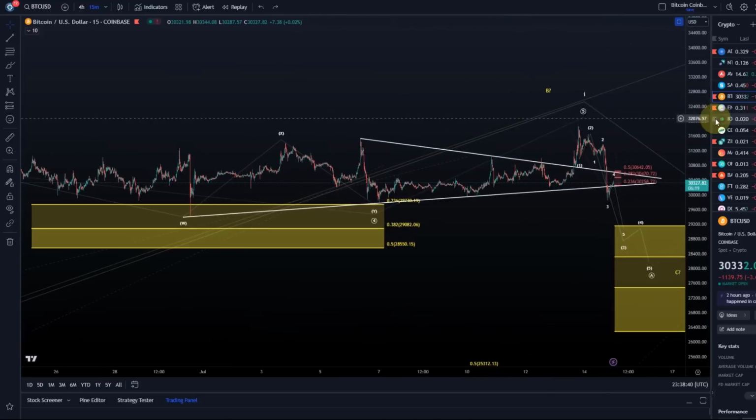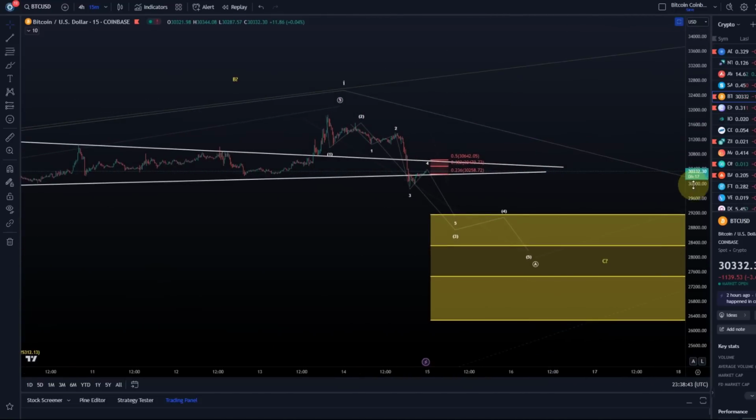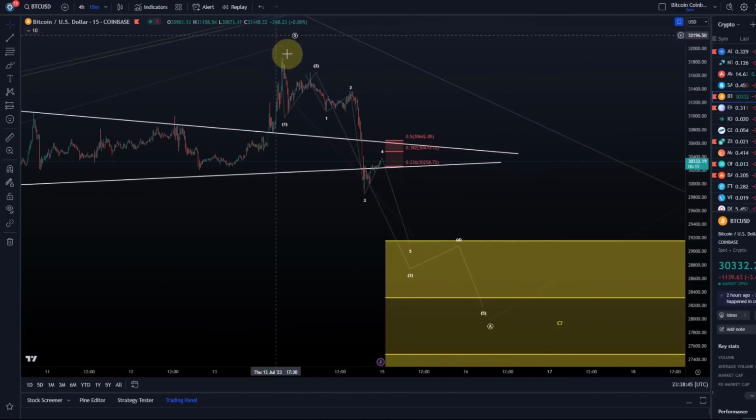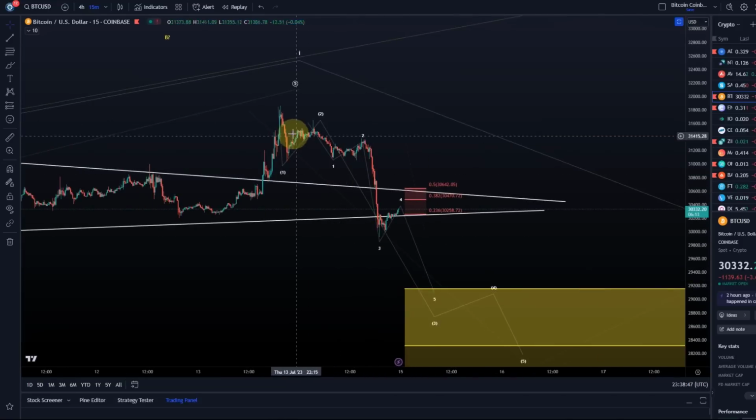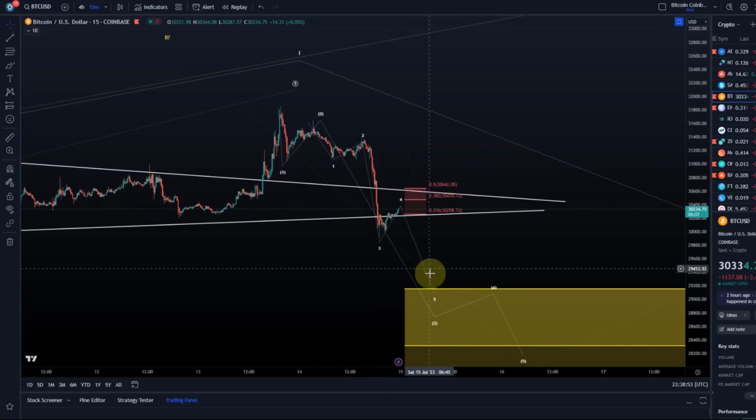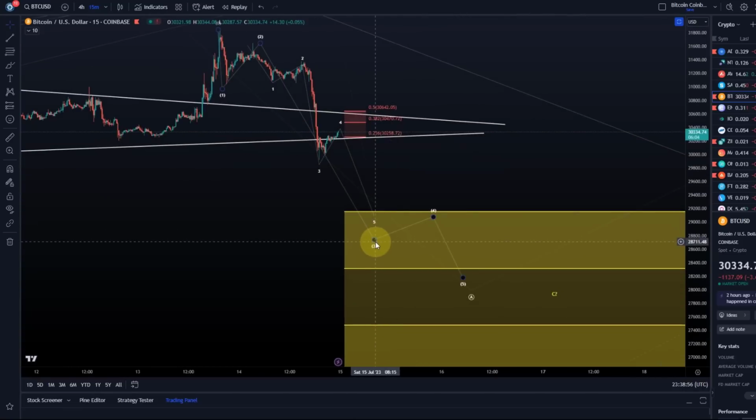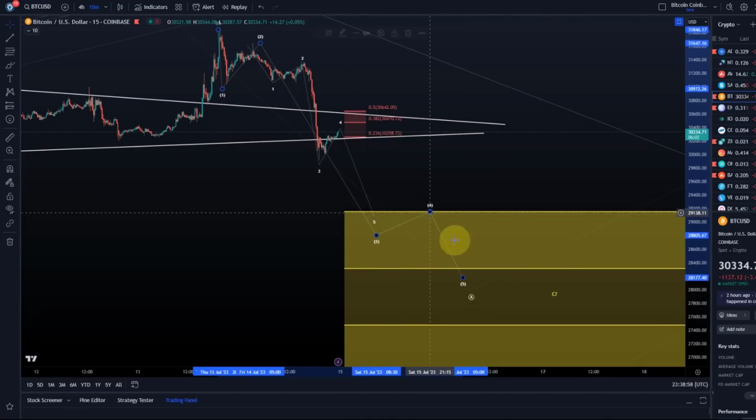And looking at the micro count in this scenario, the idea is that we're coming down obviously in an impulse, and I'm counting here a 1-2-1-2 setup. Then a third wave down, a fourth wave up, and one more wave down. This would complete a larger third, then another fourth, and a fifth.